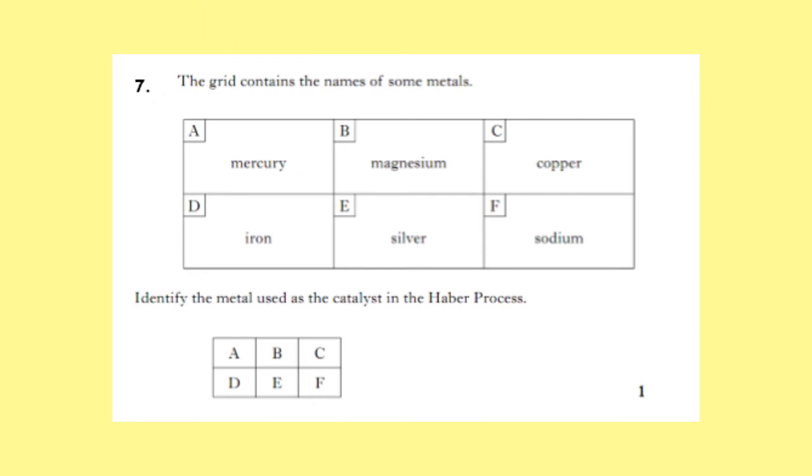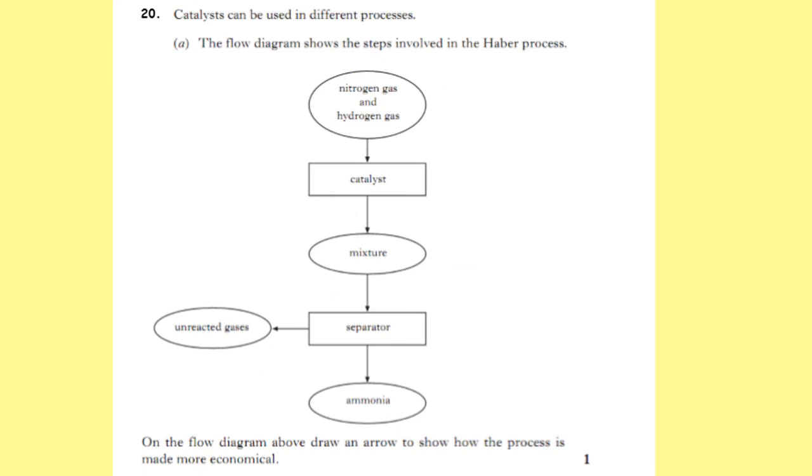So now we have a few questions related to ammonia and the Haber process. So firstly, identify the metal which is used as the catalyst in the Haber process. That is D, iron.